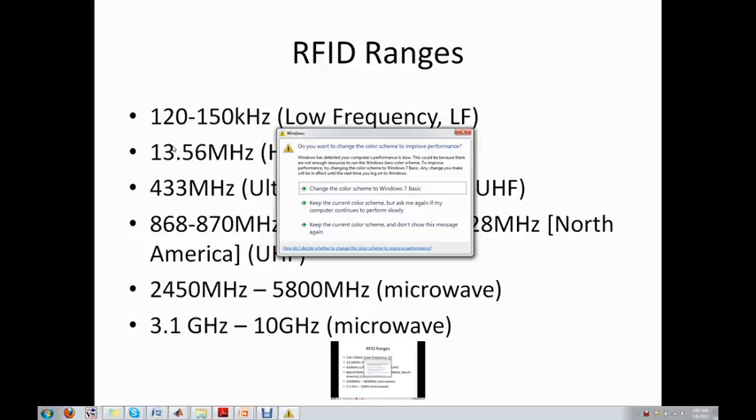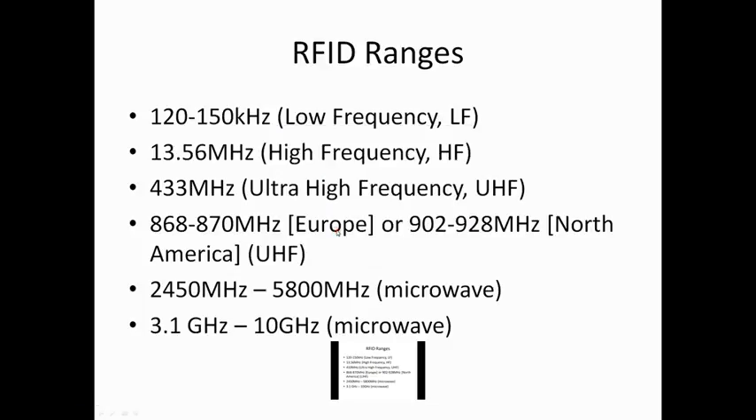Europe is 868 to 870 megahertz, and in North America is 902 to 928 megahertz. And there are two microwave bands. The smaller one is 2.5 gig to 5.8 gig, and the larger one is 3.1 gig to 10 gig.